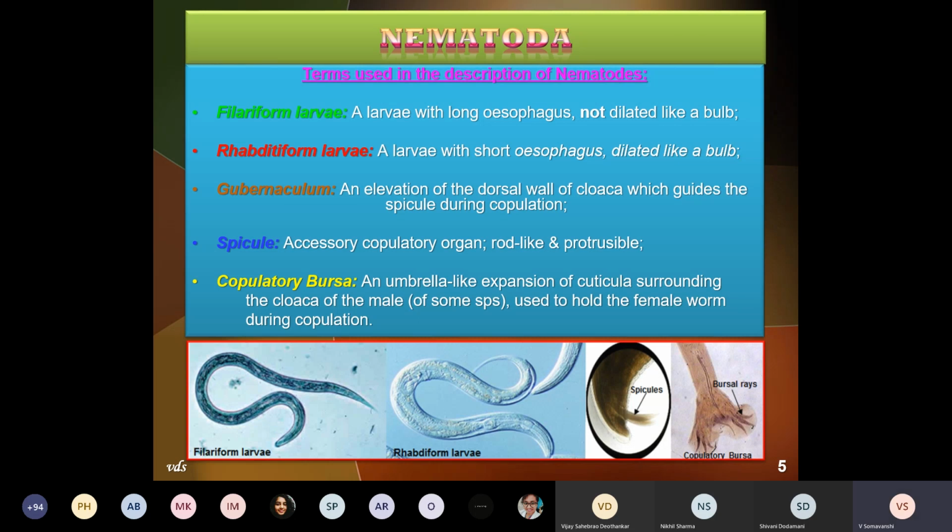And what are the spicules? They are accessory copulatory organs, they are rod-like and they are protrusive.